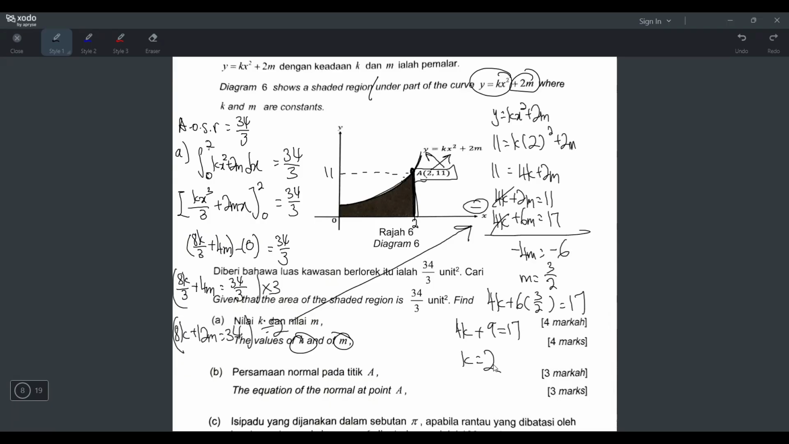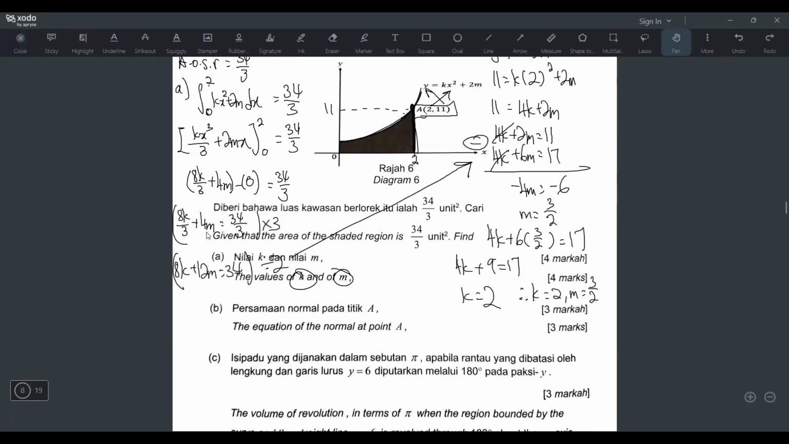K equals to 2, and then what is my M? So M is 3 over 2. Okay, correct. So this is the answer. Let's write one more line for M. So K equals to 2, comma M equals 3 over 2, and they will give you full marks here.